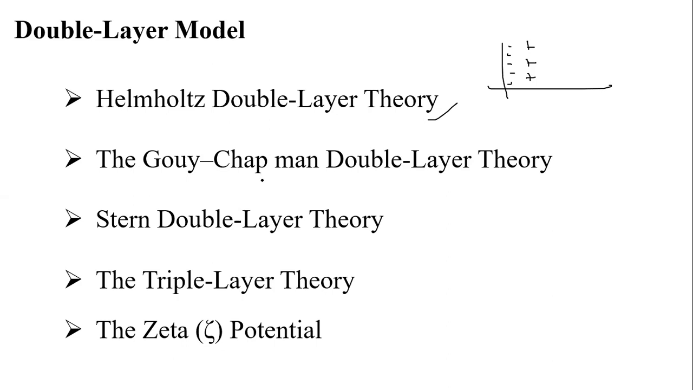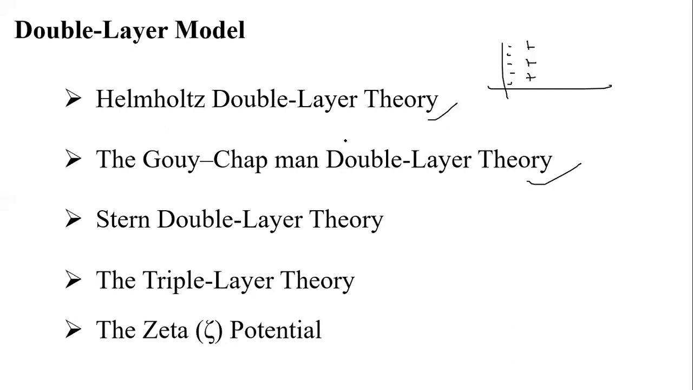So the Helmholtz double layer theory and the Gouy Chapman double layer theory. The Gouy Chapman double layer theory is somewhat the same, but this is also called the diffuse double layer theory.